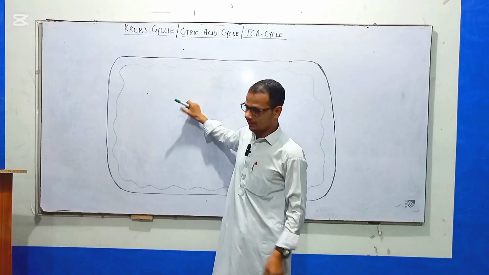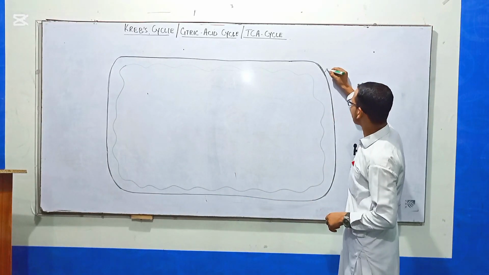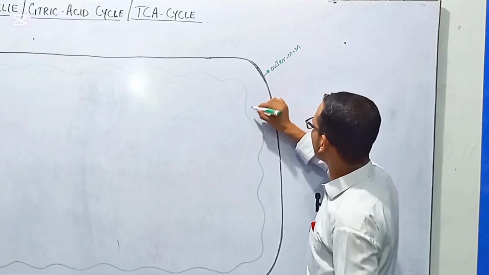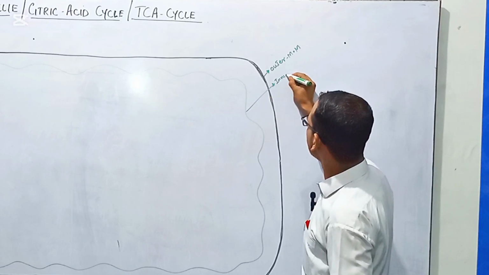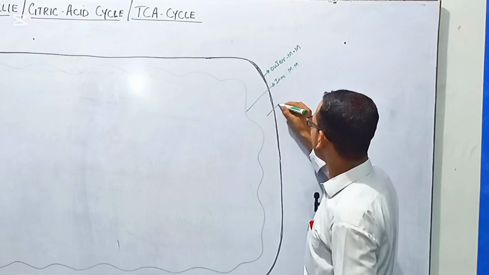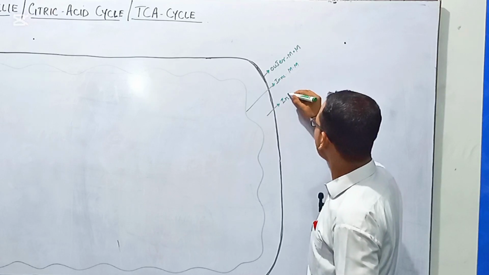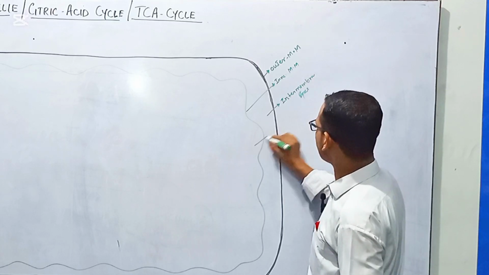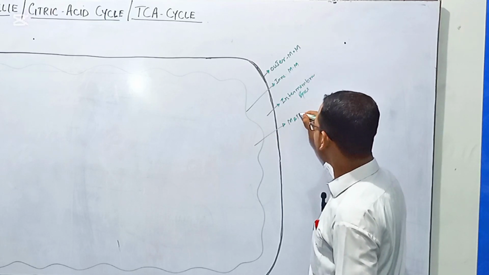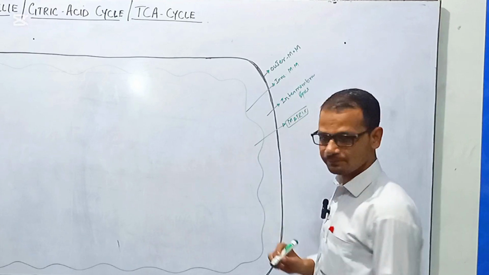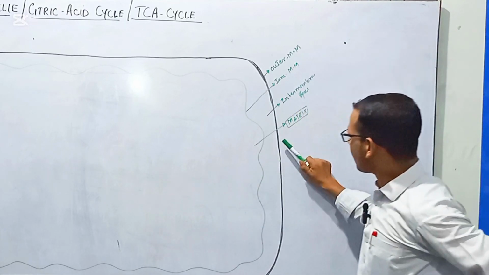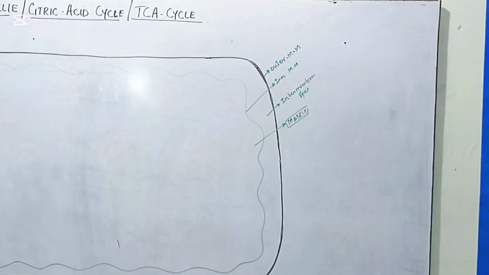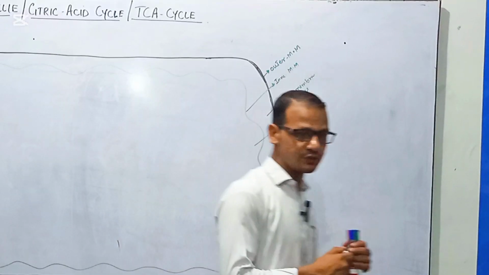This is mitochondria. Mitochondria have 3 or 4 important parts. One is the outer mitochondrial membrane, one is the inner mitochondrial membrane, one is the intermembrane space, and one is the matrix. Right, why am I mentioning all these parts? Because this outer membrane is more permeable. Remember this point and keep it in your mind for the future.